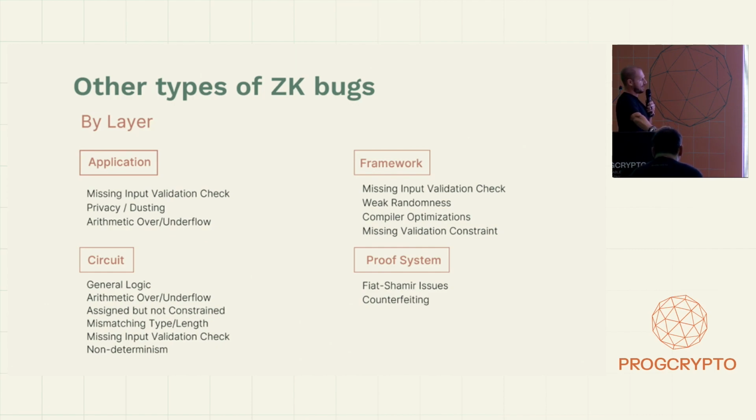This is a quick mention of the different bugs we see. I'll mention the stuff I'm not going to talk about, because I'll talk about the circuit stuff in the next slides. In the framework, proof system, and application layers, we see all kinds of things, like Fiat-Shamir issues, randomness, counterfeiting. When I say there's a ZK issue, that's more privacy related. We're going to focus on all this stuff right here.